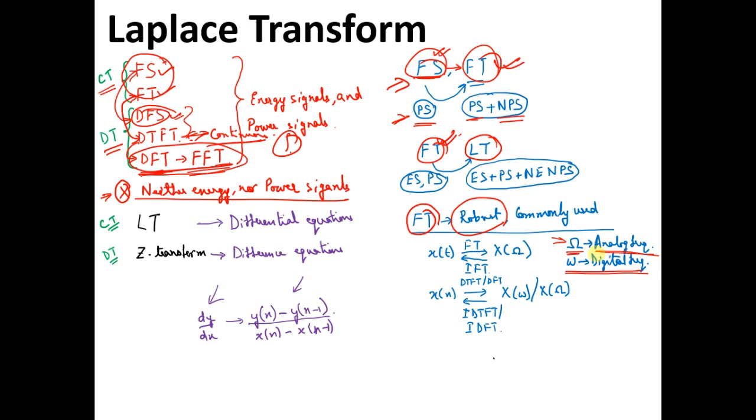In the case of analog signals, the frequency is given by omega, in the unit of ohms. On the other hand, the digital frequency is given by omega, which is similar to W. So when we get into filter designing and the introduction to different digital signal processing techniques, these two conventions, analog frequency and digital frequency, will be very commonly used.